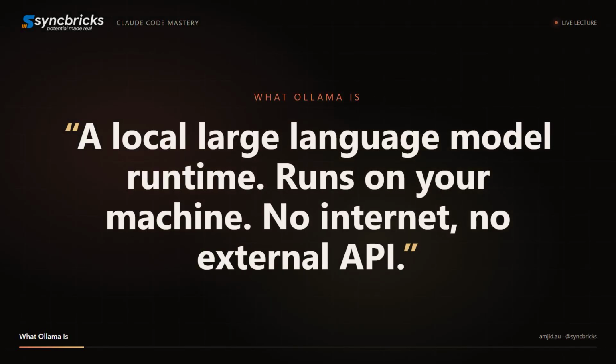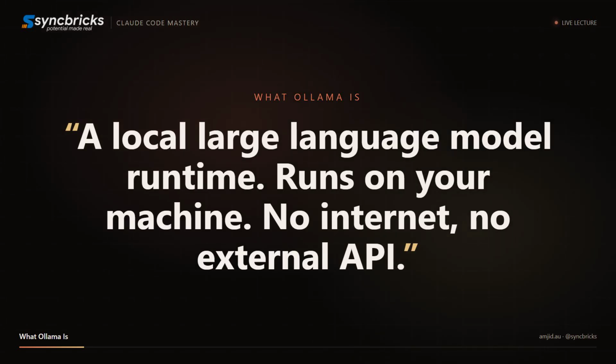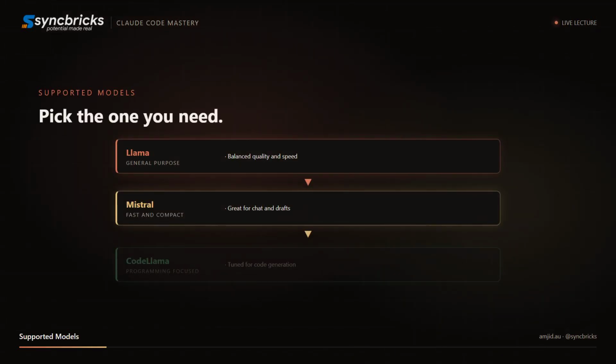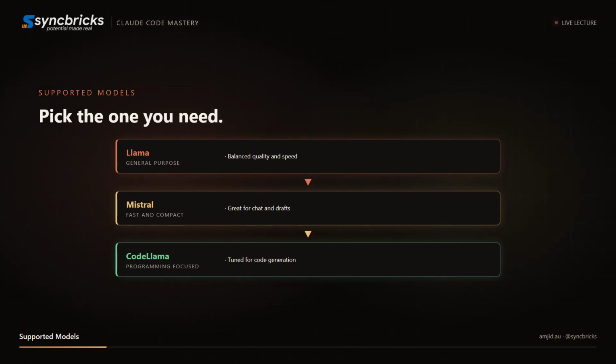Ollama is a local large language model runtime. It runs directly on your system without requiring internet access or external APIs. It supports a range of models such as Llama, Mistral, CodeLlama, and others, depending on your needs.